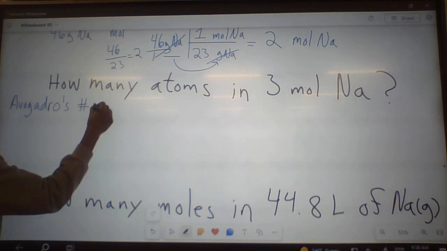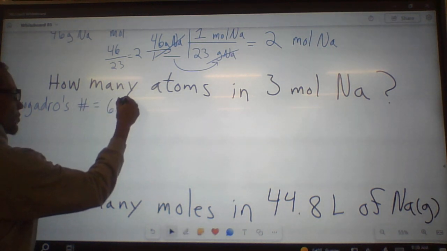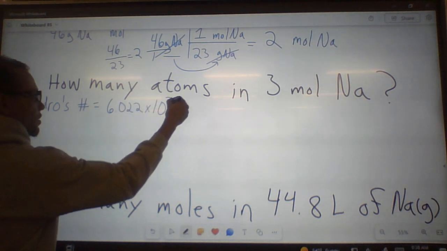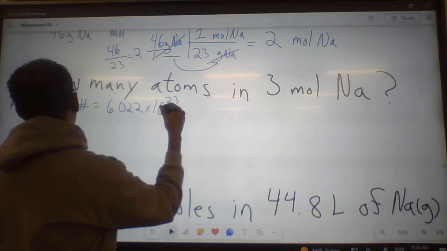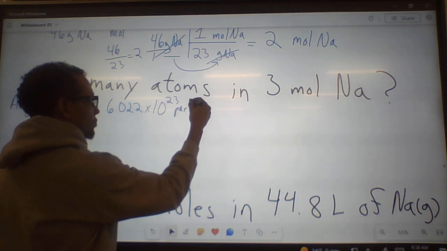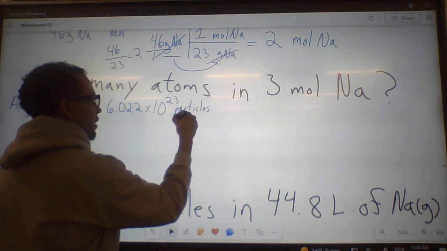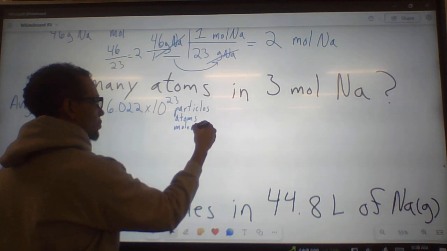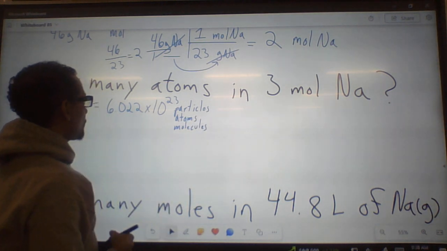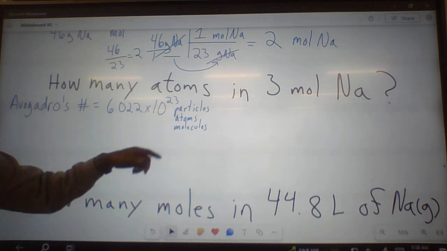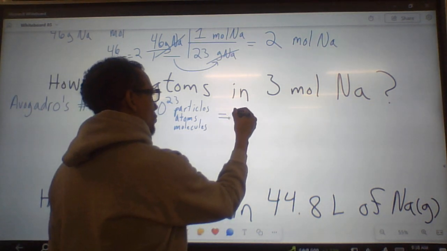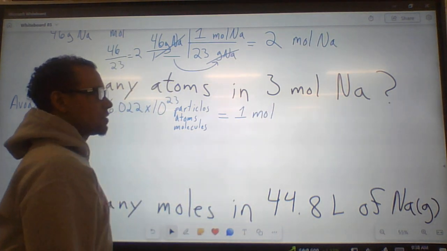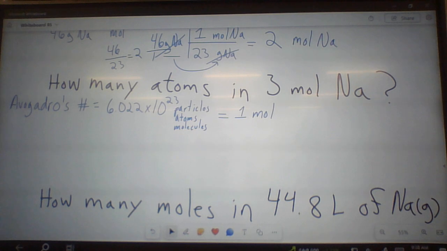Avogadro's number, 6.02 times 10 to the 23rd. This could be particles, atoms, molecules. So 6.02 times 10 to the 23rd is going to be equal to 1 mole, and that's of any substance, sodium, chlorine, any substance.